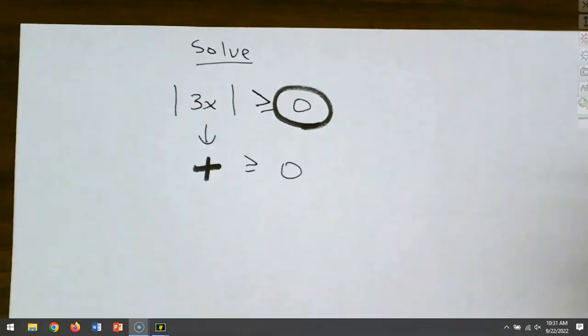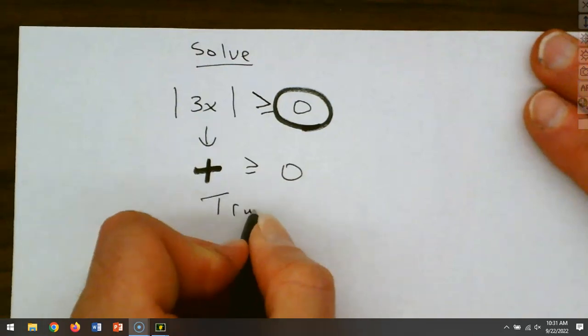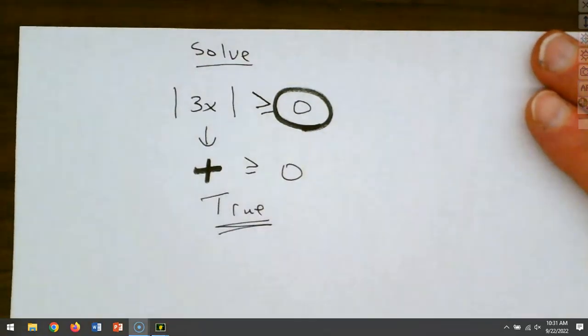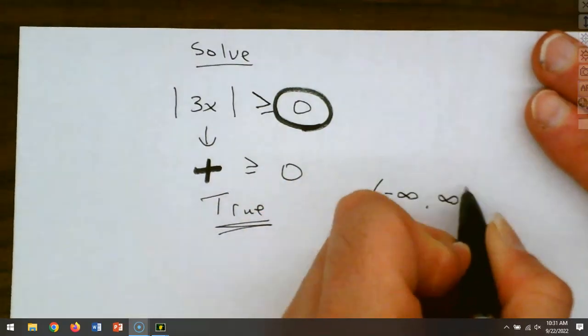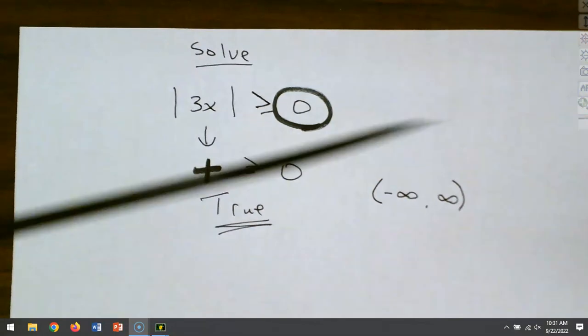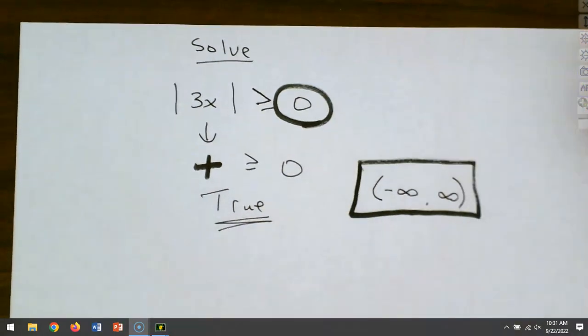Is that true or is that false? Our positive numbers bigger than 0. Yes, that would be true. Since it's true, what would your solution set be? All real numbers, so it would be negative to positive infinity. Is everyone okay with those?